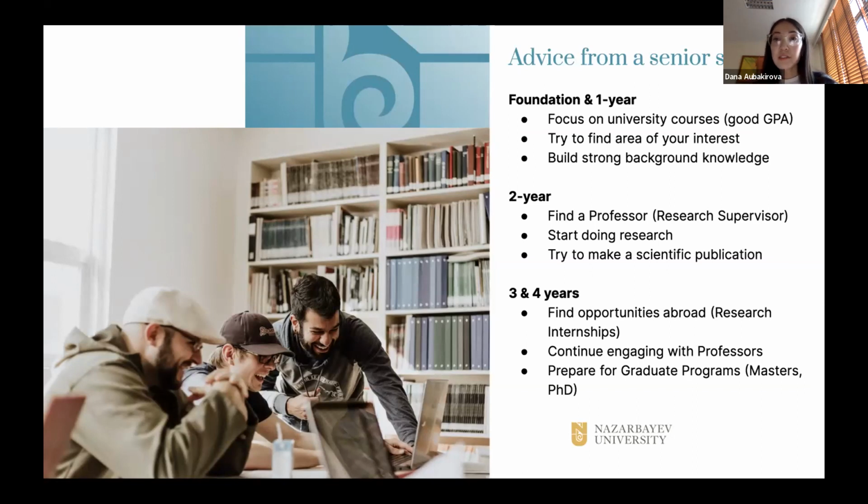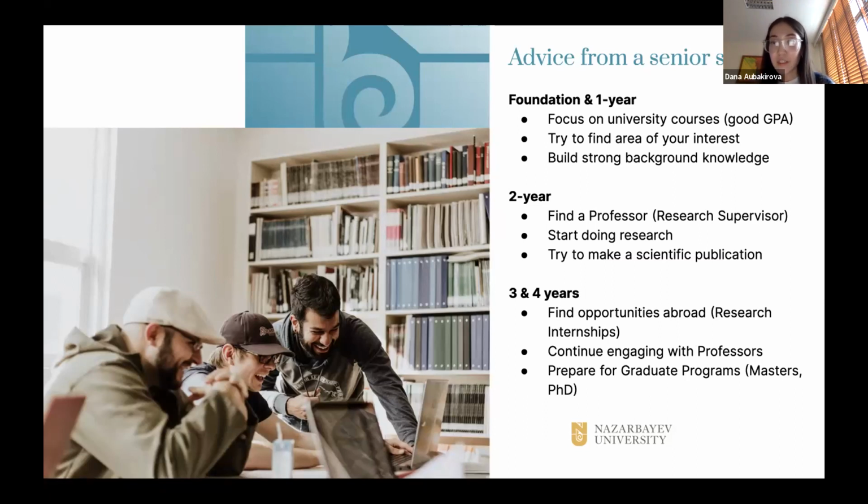And also build some strong background knowledge, because this knowledge will be helpful during the coursework in later years. And during the second year, you can find a professor or research supervisor if you want to do, of course, research assistantship, and then start doing research and try to make a scientific publication. But it's okay if you don't have one during the second year. It is really rare.